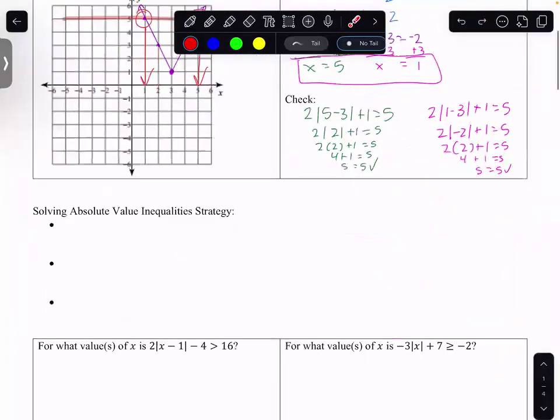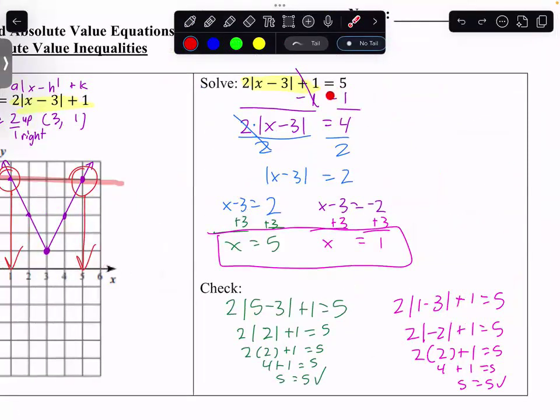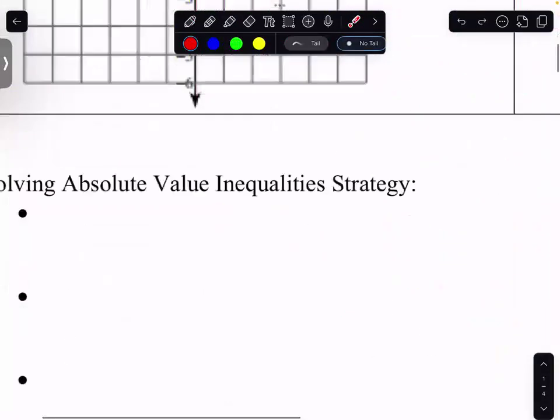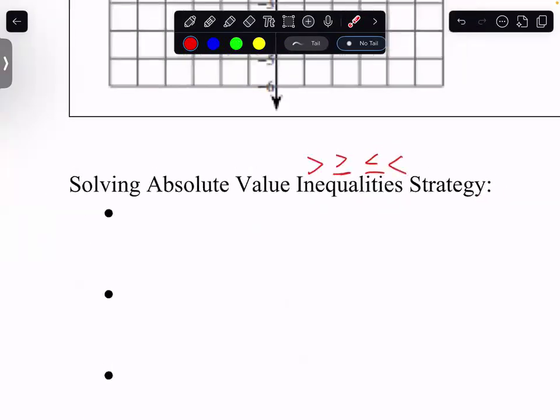Okay, so today we're going to continue working with absolute value, but instead of just doing equations, which means they have an equal sign, we'll be working with inequalities. Inequalities are these symbols, right? Greater than or equal to, less than or equal to, less than.